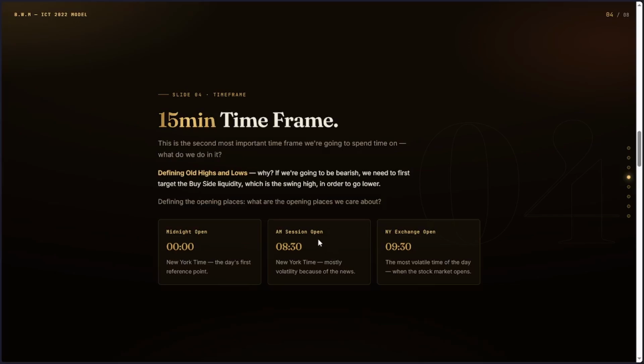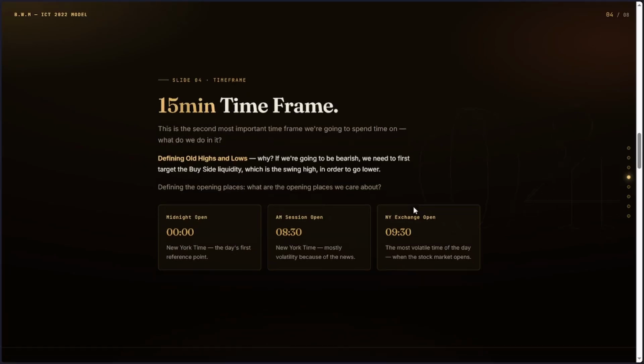As an example, if we're going to be bearish, we like to see the price above this 8:30, or the midnight open, and that's it. And for the New York Exchange Open, which is when the stock market opens, we get a lot of volatility. So it's better to highlight this time because we're probably going to use it to target, as an example, sell side liquidity to go buy, or whatever.